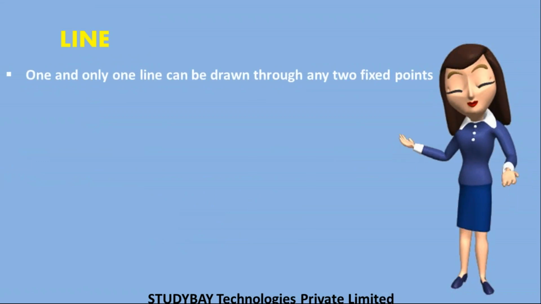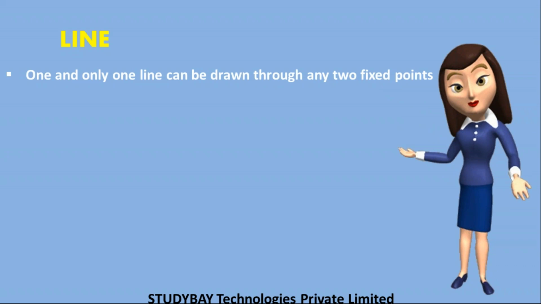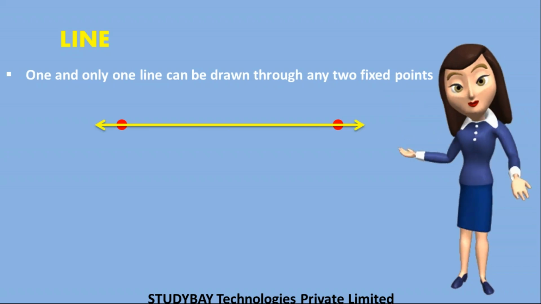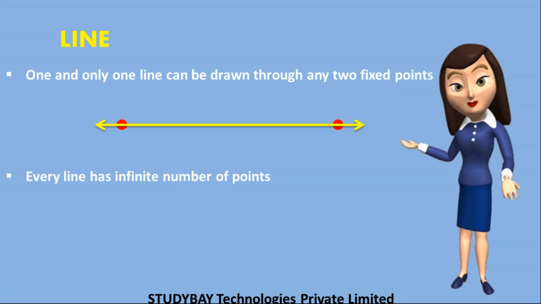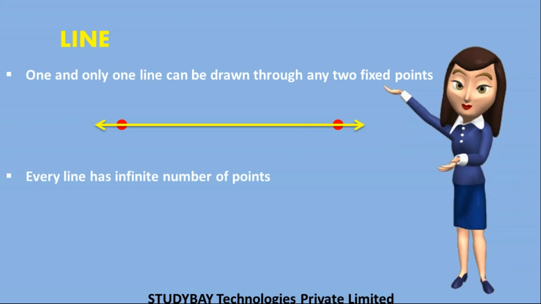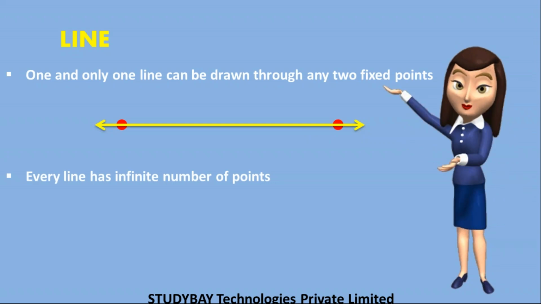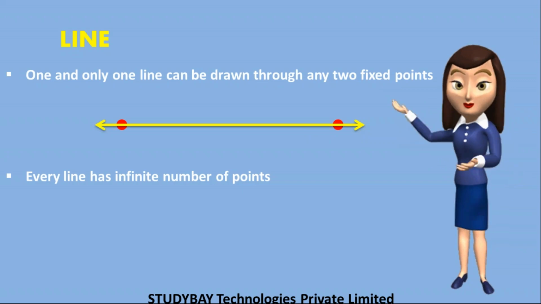Now, only one line can be drawn through any two fixed points. Let's say we have these 2 points and we can draw one and only one line through these 2 points. And every line has infinite number of points. As I've already told you, a point is nothing but just a dot which has neither length nor width nor thickness. So we can practically have infinite number of points in a given line.